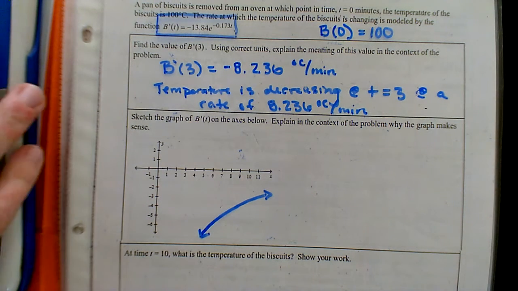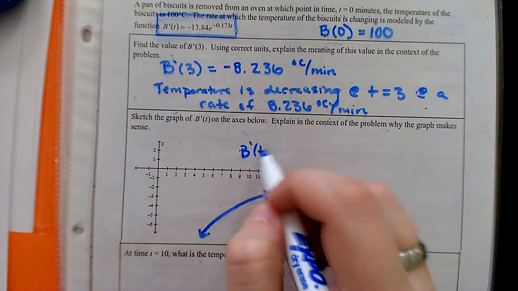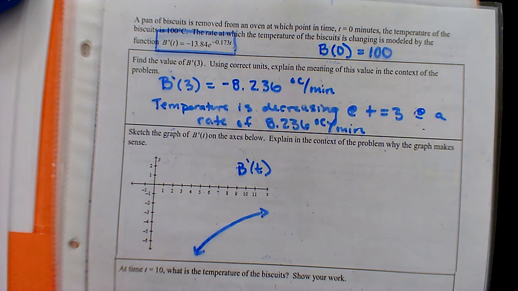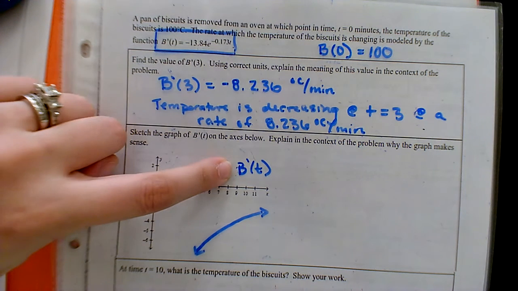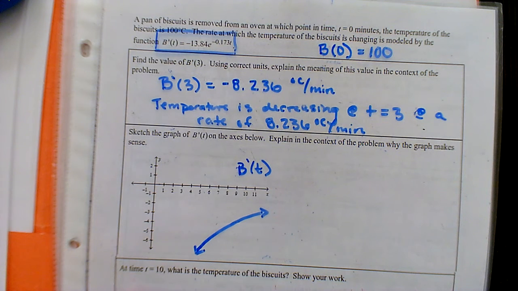So in the context of the problem, why does this graph make sense? Remember, this is the graph of the derivative, B prime. We're taking a pan of biscuits out of the oven. Temperature will decrease faster closer to the time it comes out. There you go. Okay, so obviously if we take a pan of biscuits out of the oven, isn't their temperature going to eventually decrease until it gets to room temperature? So if it's always decreasing, shouldn't the rate, aka derivative, always be negative? See how it's below the x-axis?